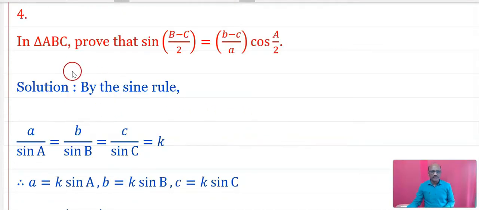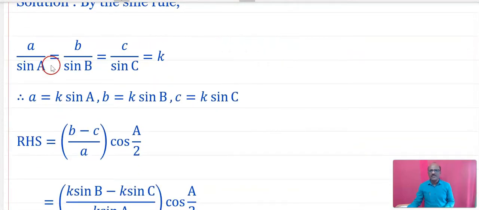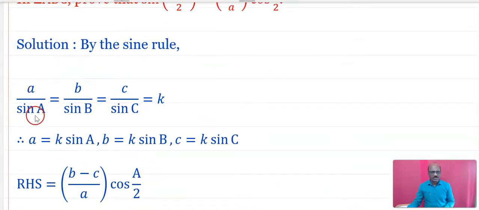Now here we'll start the fourth question. In triangle ABC, prove that sine of (b minus c) upon 2 is equal to (b minus c) upon a into cos of a by 2. Again, by the sine rule, we know that a upon sine a is equal to b upon sine b is equal to c upon sine c is equal to k. Here a is equal to k sine a, b is equal to k sine b, c is equal to k sine c.